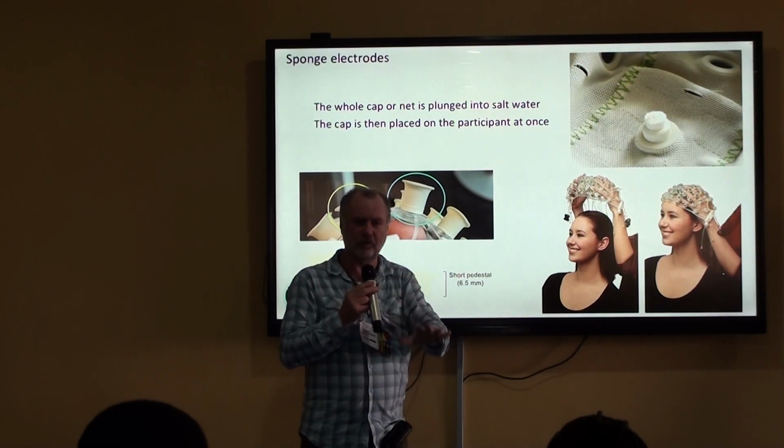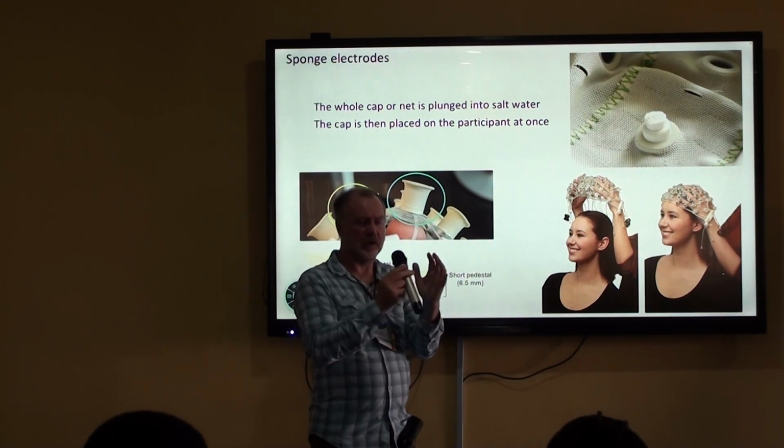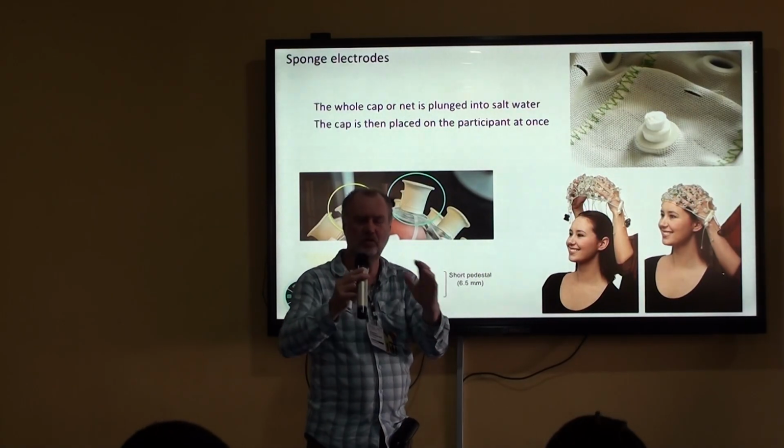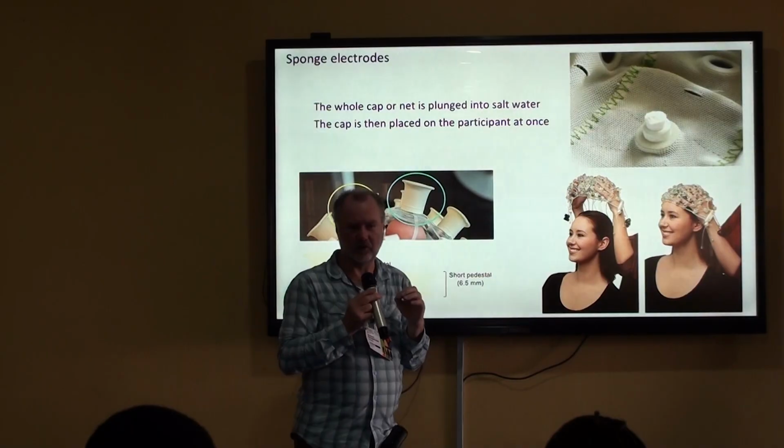So you first put it in a bucket of salt water, then you take it out, you dry it a little bit so that it doesn't drip anymore, and then you just put it on the participants, and then you slide it, again using the measuring tape to get the electrodes in the right position.